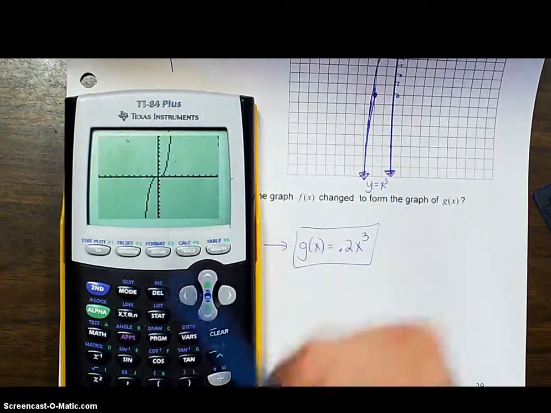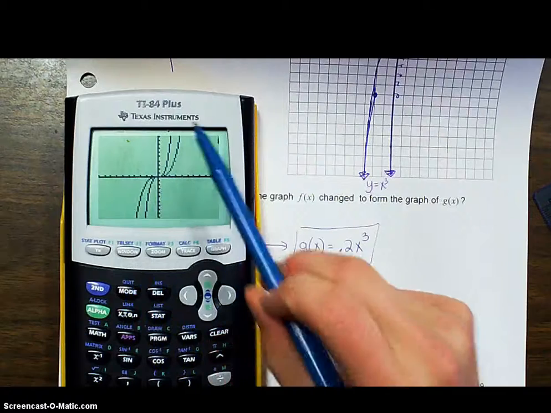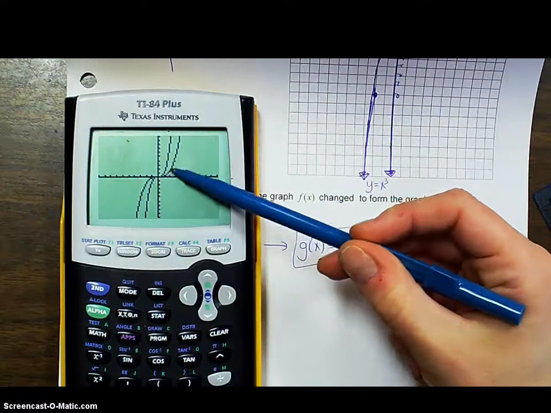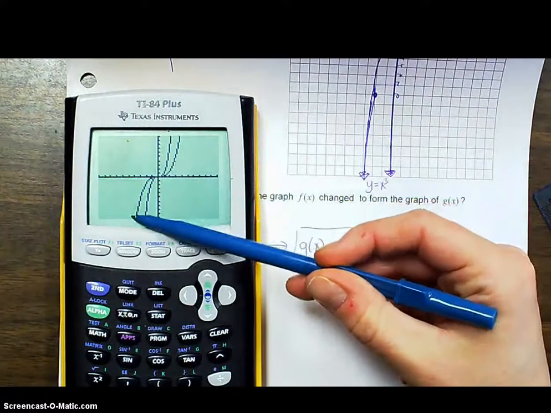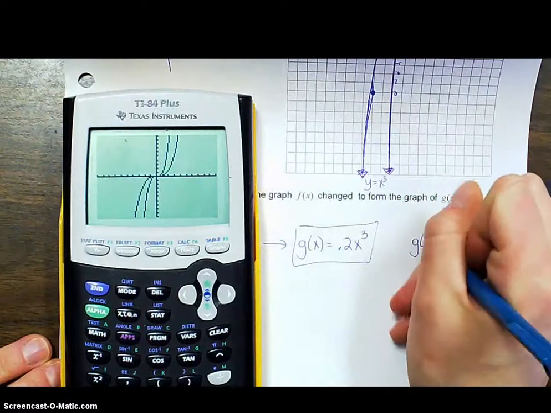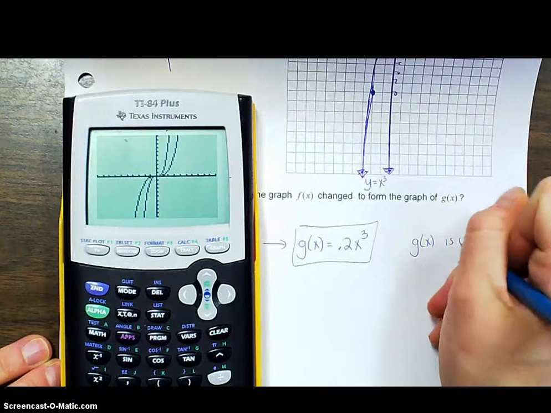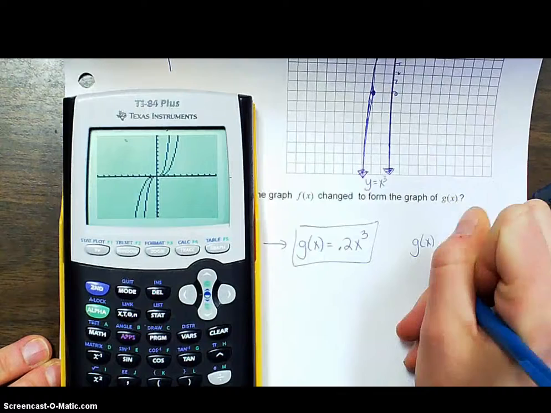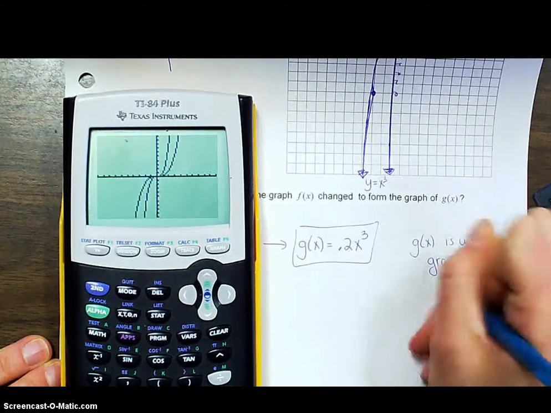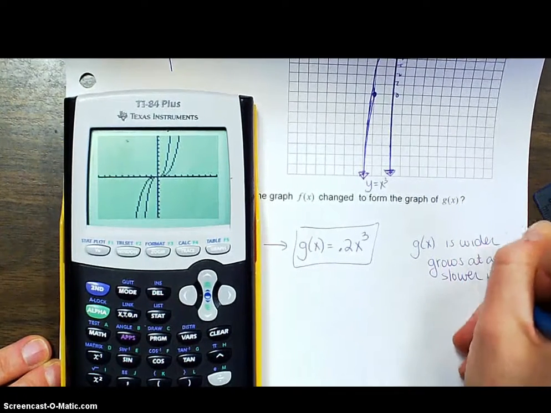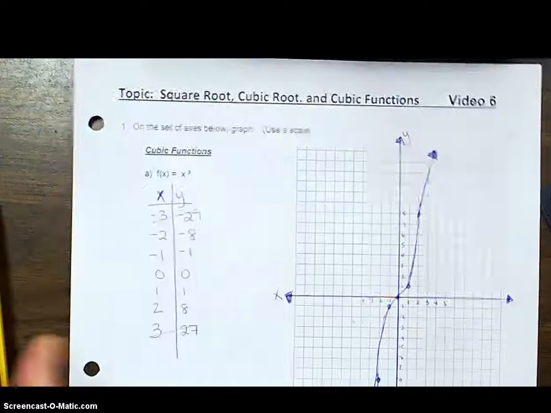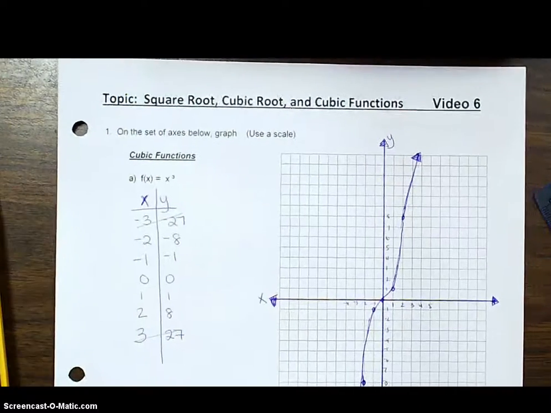So here's my first function, and here's my second one. So what ended up happening? My second function, it looks like, is it wider than the first one? Yes. So the second function, g of x, is wider, which also means that it grows at a slower rate. All right, and then we've got it. So ladies and gentlemen, you now know how to graph a cubic function.